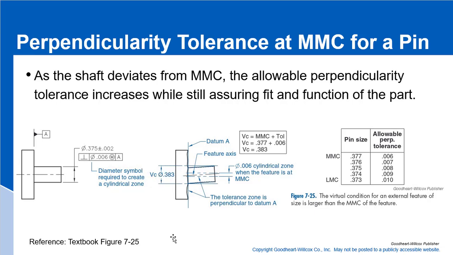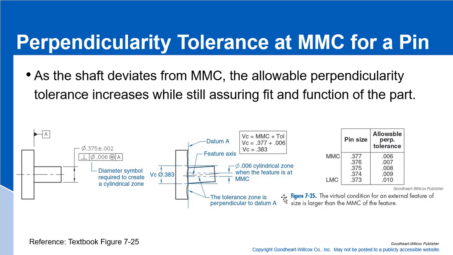If we were to use a functional gauge to check this feature, we would create a simulator for datum A, and then we would create a hole in this gauge part equal to this virtual condition size. As long as we put that gauge over top of the pin and touch datum A on the 3 high spots, and the pin fits in without binding, then we know the part works, the part fits, the part does meet this tolerance.